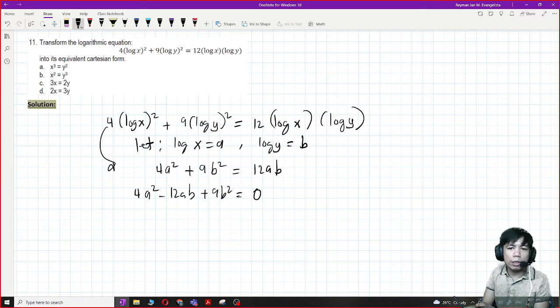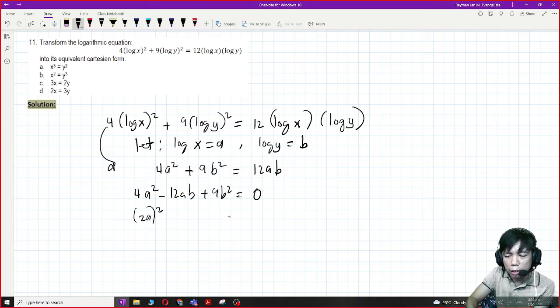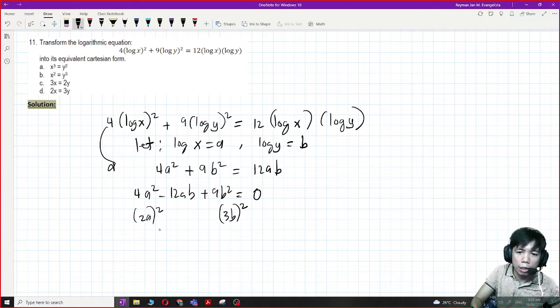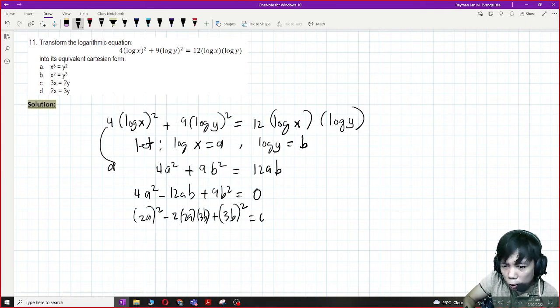It's a perfect square trinomial. 4a squared is the same as 2a squared. The 9b squared, guys, is the same as 3b squared. To make it a perfect square trinomial, the middle term must be twice the product of 2a and 3b. So it should be minus 2 times 2a times 3b, which is the same as negative 12ab, right? 2 times 2 is 4, times 3 is 12. Equal to 0.